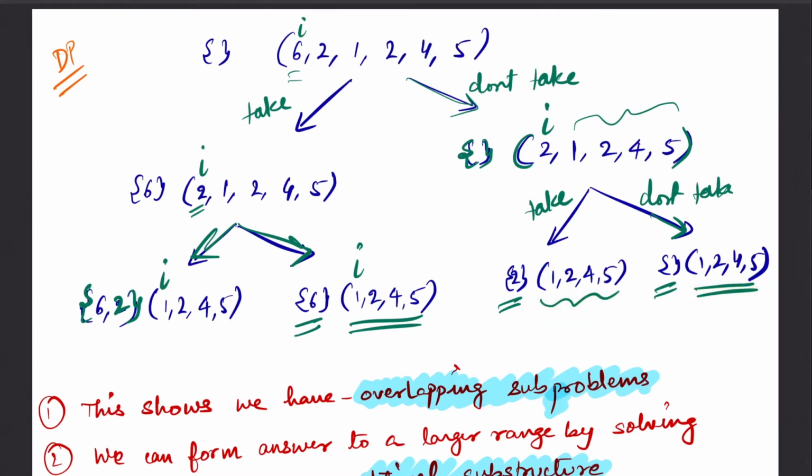So what this means is we have repeating subproblems. All these subproblems are being overlapped. We are computing them again and again. This is the first observation.